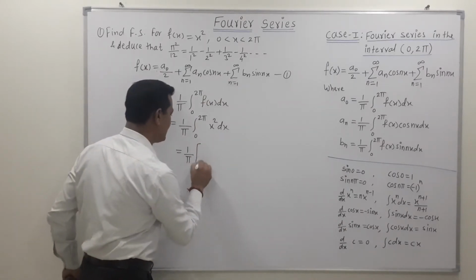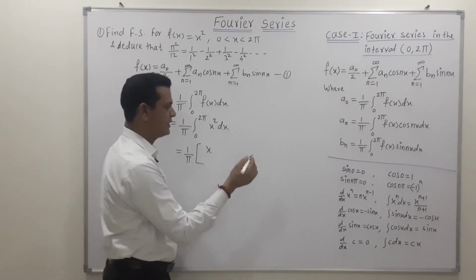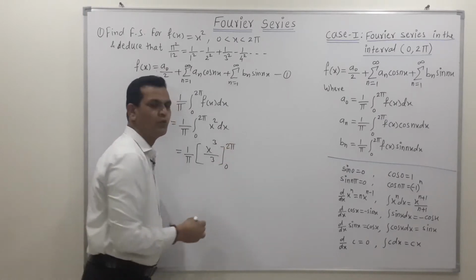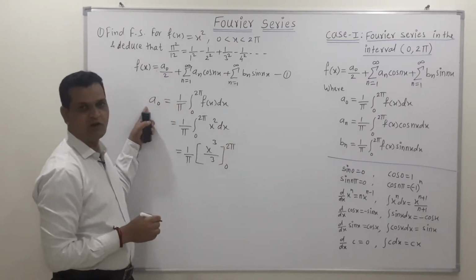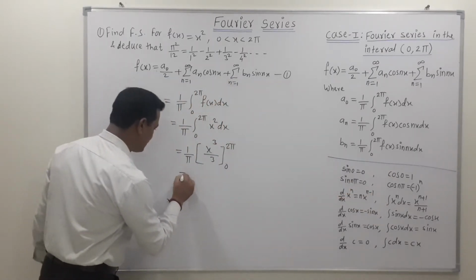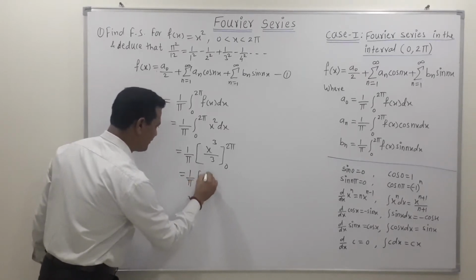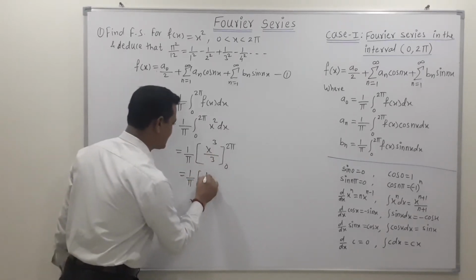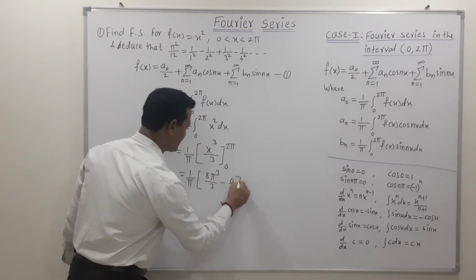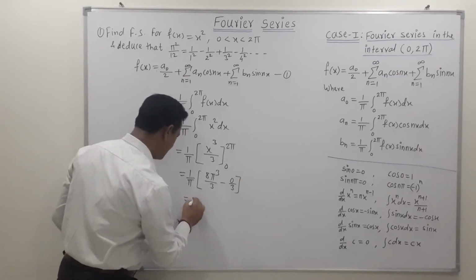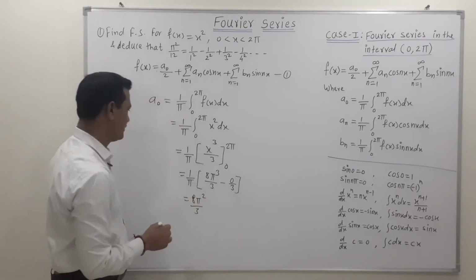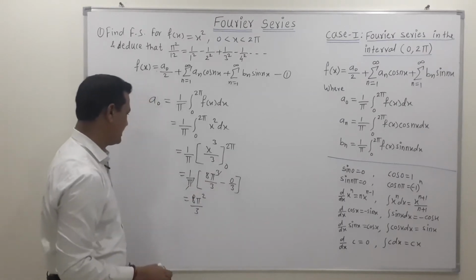We can write the integration as x raised to n plus 1, that means x raised to 3 upon 3, limit 0 to 2 pi. So once again I will repeat, for finding the value of a naught, most of the time this result is applicable for integration. Now let's put the value of upper limit and lower limit. We get 2 cube, which is 8 pi cube by 3, this is the upper limit, minus lower limit, which is 0. So we can write this as 8 pi square by 3, because the 1 pi term will get cancelled.